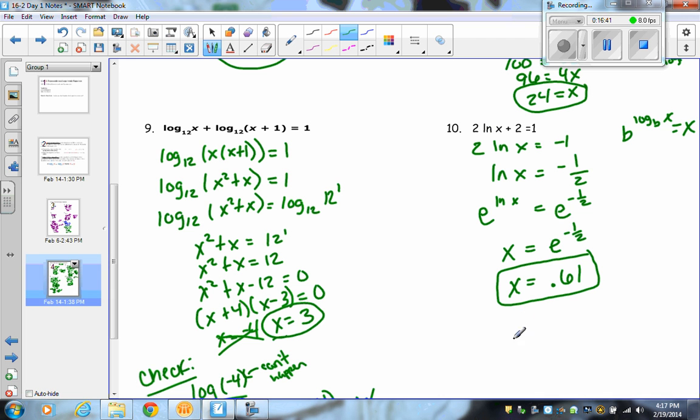Now, if we go back and check it, 2 times the natural log of 0.61 plus 2, does that equal 1? When you type this in your calculator, you'll get a decimal that's super, super close to 1. Now, because we rounded our x here, you're not going to get exactly 1. So it's okay if your decimal comes out to be slightly off when you check here. It does still work.